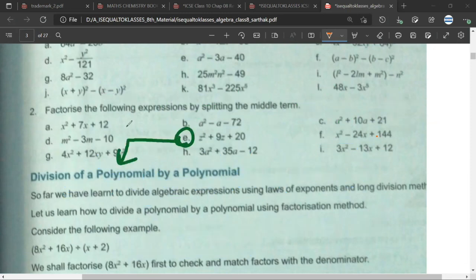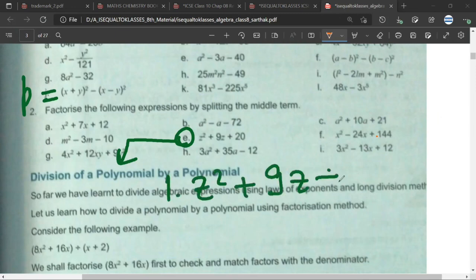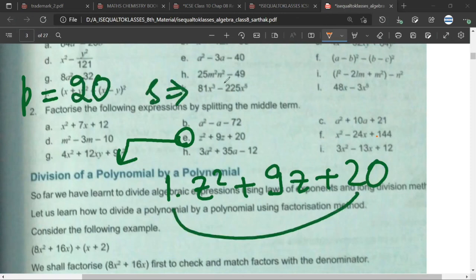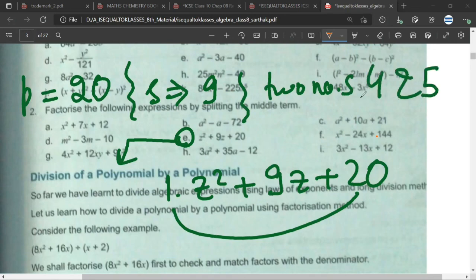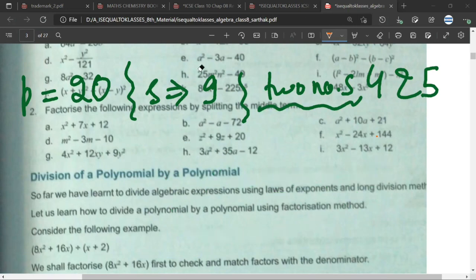E part. What is the product? The product is 20. What is the sum? 9. What would be the two numbers? 4 and 5. Are we clear till here? Yes. How should I split the middle term? Z square plus 5z plus 4z plus 20.